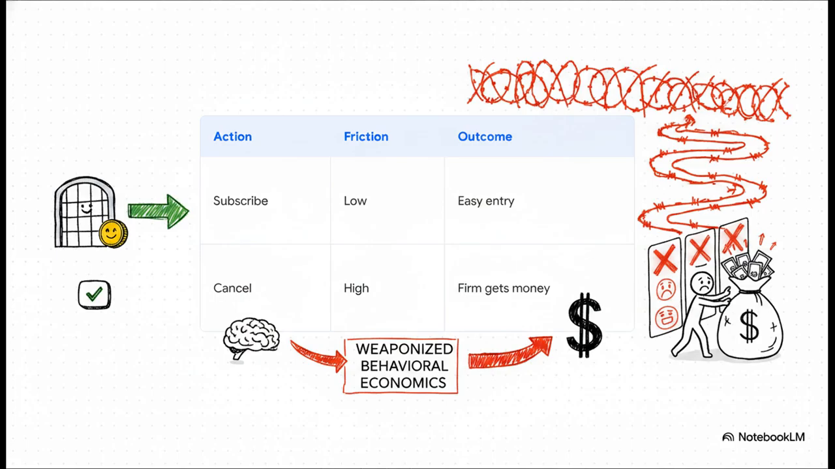And look, this isn't just abstract theory. It has massive real-world economic impacts. Check this out. In a 2022 report, the Federal Trade Commission actually investigated these dark patterns. They found that subscribing was a super low-friction, one-click action. But canceling? That was a high-friction process, requiring multiple screens and dodging constant retention offers.